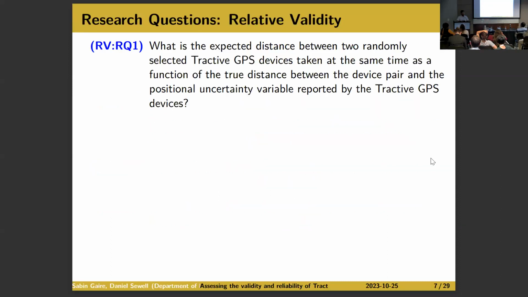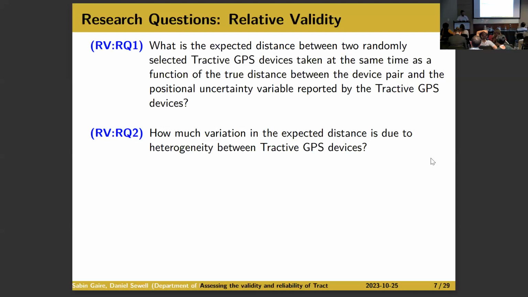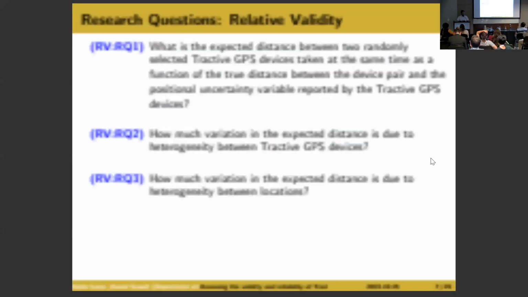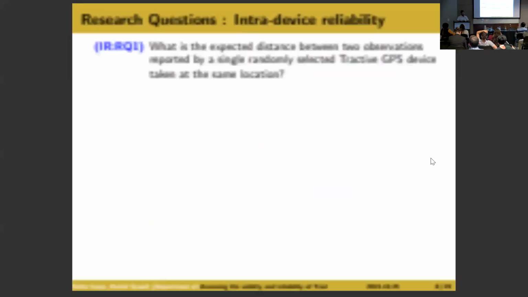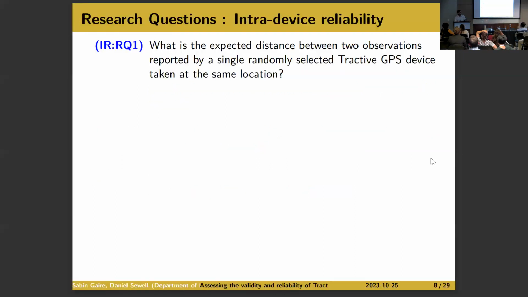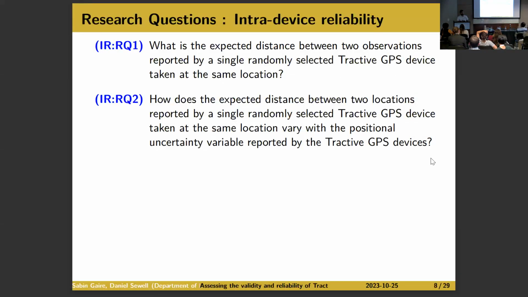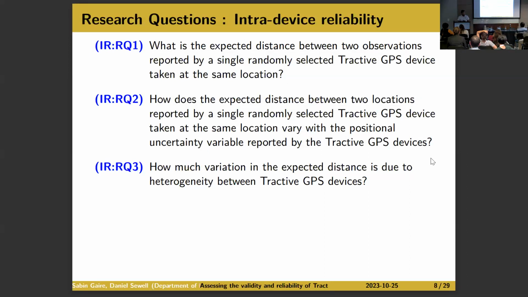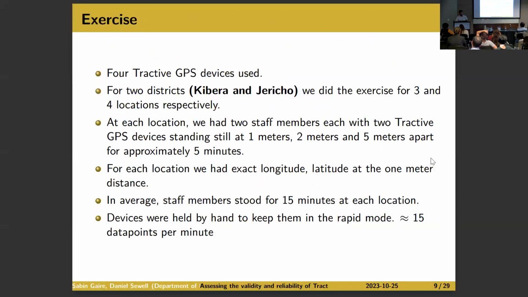Similarly for relative validity, we wanted to calculate the expected distance from the actual known distance, like 1 meter, 2 meters, or 5 meters, and how it changes across GPS devices and across locations. For intra-device reliability, same thing: the expected distance and how the expected distance changes with the positional uncertainty. The higher the positional uncertainty, we expect the distance to be higher. And same thing, how the variation in distance changes with GPS devices and with locations.